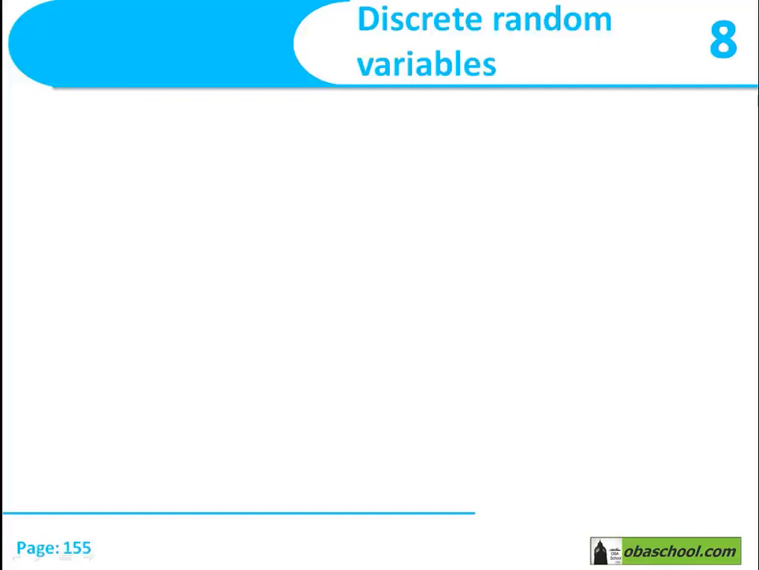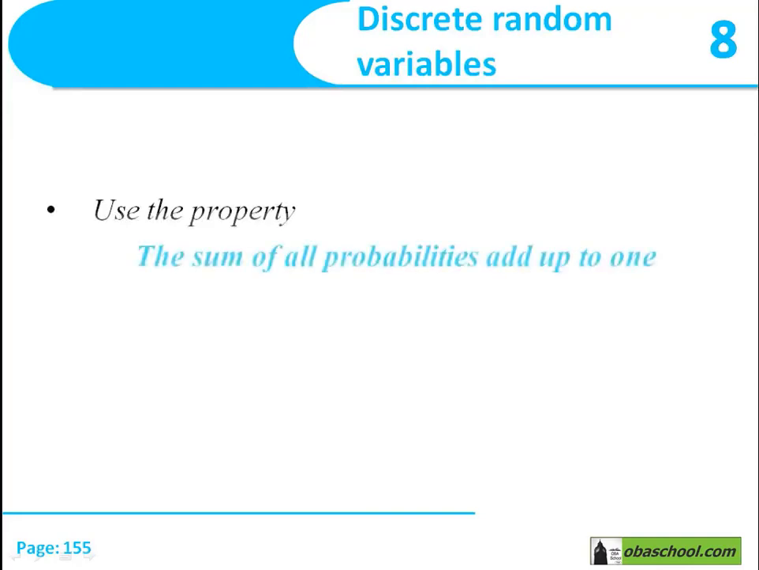Chapter 8, Discrete Random Variables. Now we are going to work on an application where we will use the property that the sum of all probabilities add up to 1.